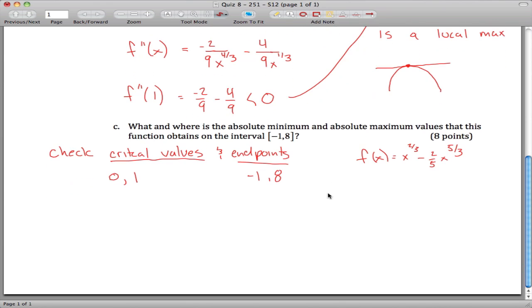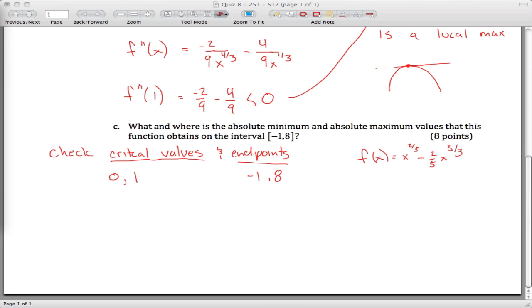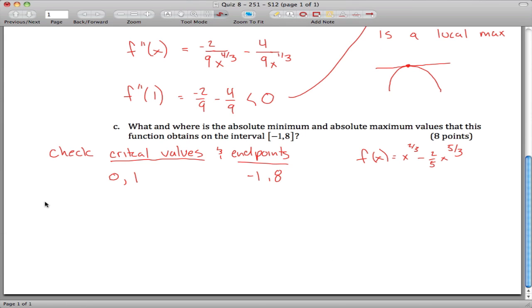It's going to be a little bit annoying, but fortunately these points should all work out nicely. Let's first figure out f of 0. f of 0, we'd have 0 minus 2/5 of 0, which is 0. About f of 1: f of 1, we'd have 1 minus 2/5 of 1, which is 3/5.